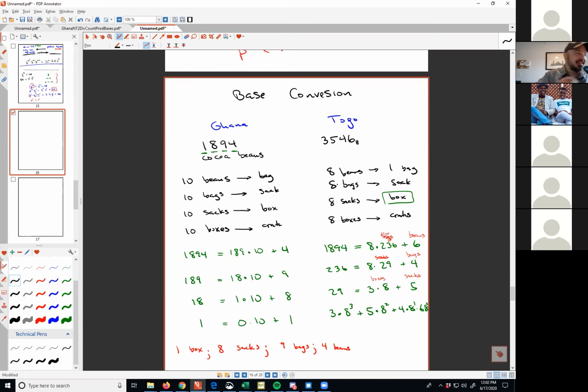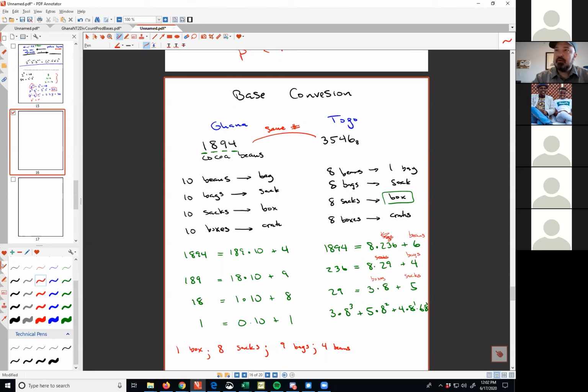Why are we multiplying if we're going to come out with the same number values? Why are we multiplying by 8 cubed and 8 squared if we're coming out with the same number values to represent our 1,884? Just to explain, it's the same number of beans, right? We count that number of beans, we write it, we represent it as 1894.